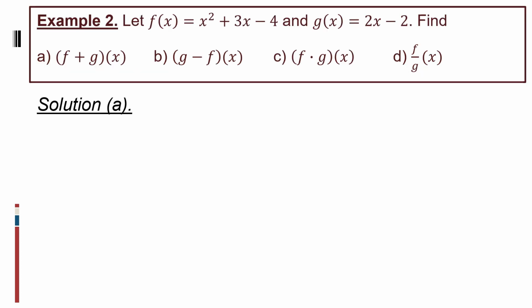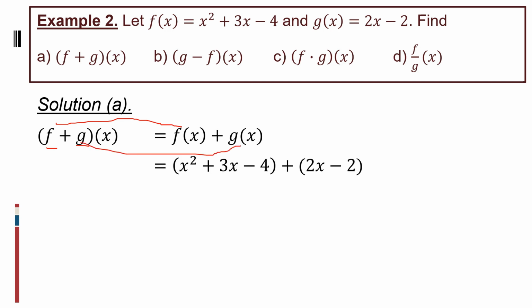So, for our a, we know that f plus g of x is equal to f of x plus g of x. Note that kung ano yung nauna dito, yun din dapat yung mauuna doon. And what is f of x? Diba ito lang yon? What is g of x? Ito lang yon. So by substituting, we have x squared plus 3x minus 4 plus 2x minus 2.